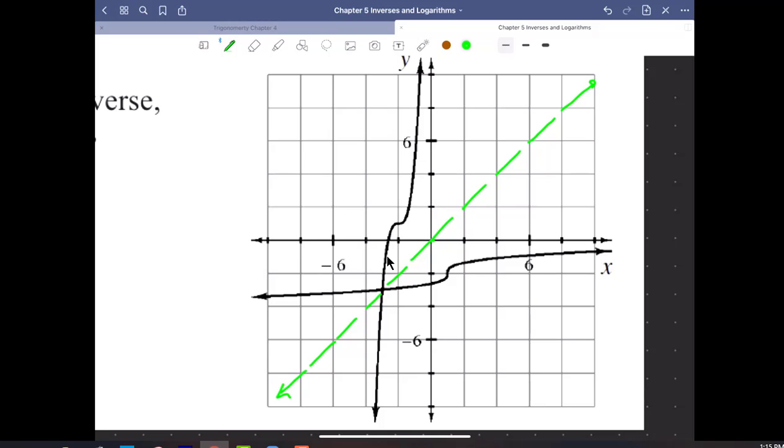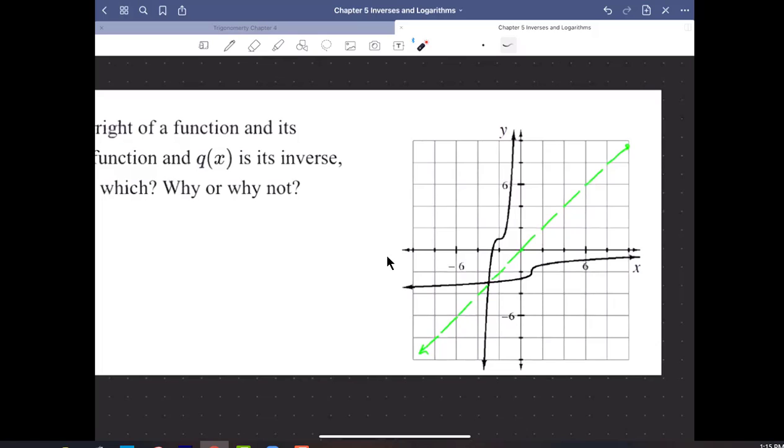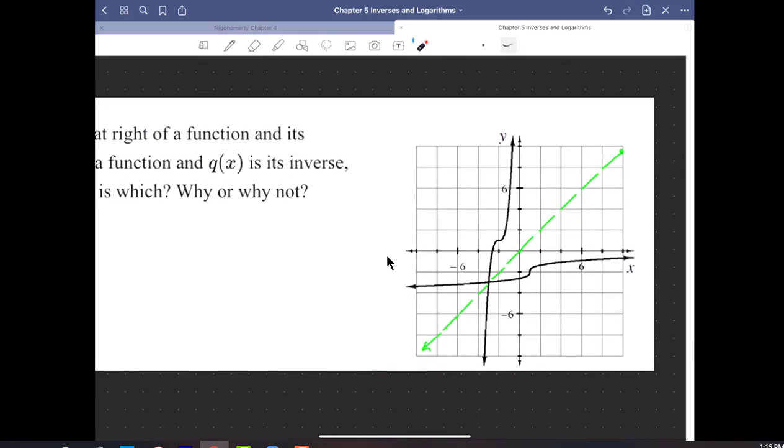Which one's the function and which one's the inverse? Could this one have been the function? And then we reflected it over the line to get the second one? Could this guy have been the function that we flipped it over to get the other one? Yeah. So when it comes to graphing these, we have to be really careful in making sure that we are labeling our graphs so we know which one is the original function and which one is the inverse, right?